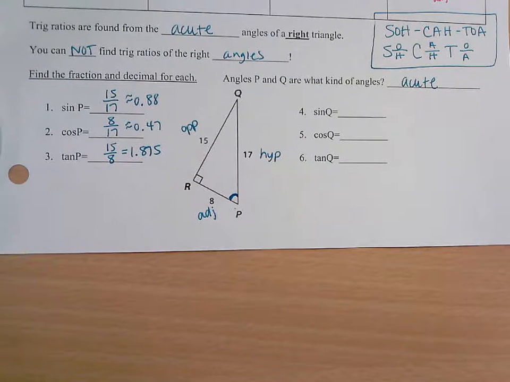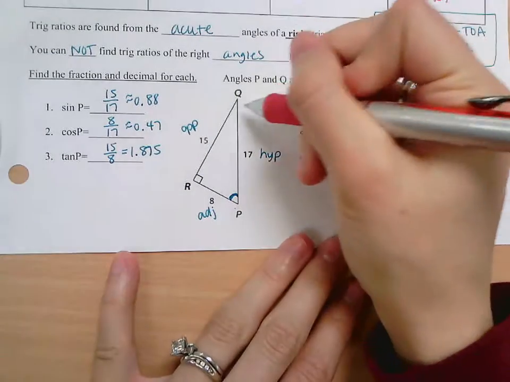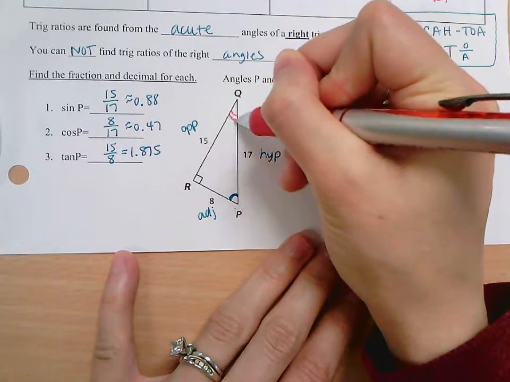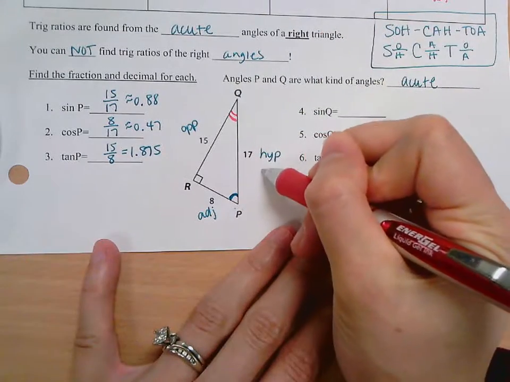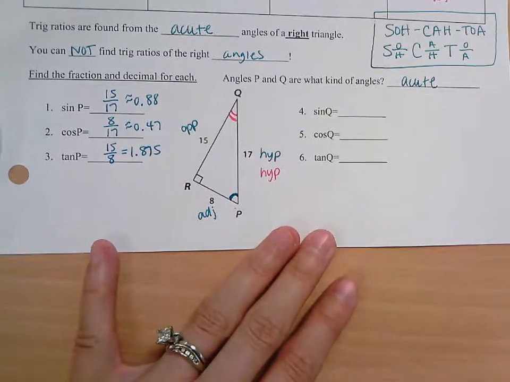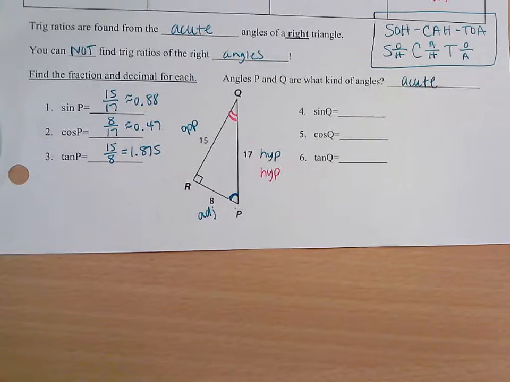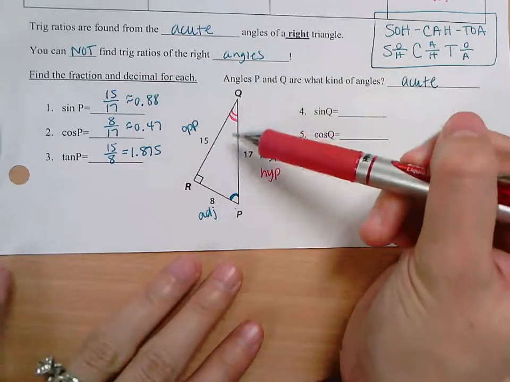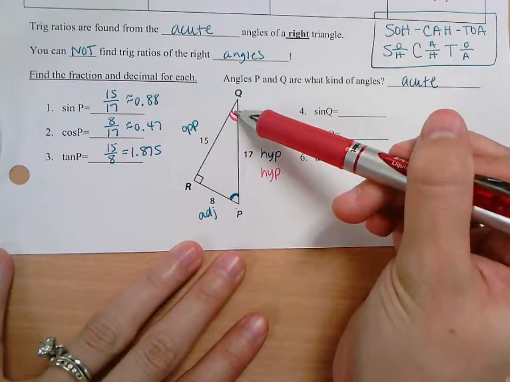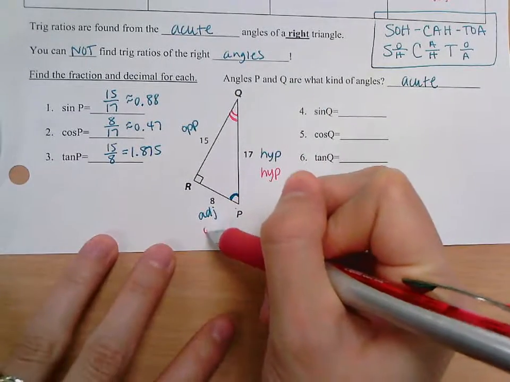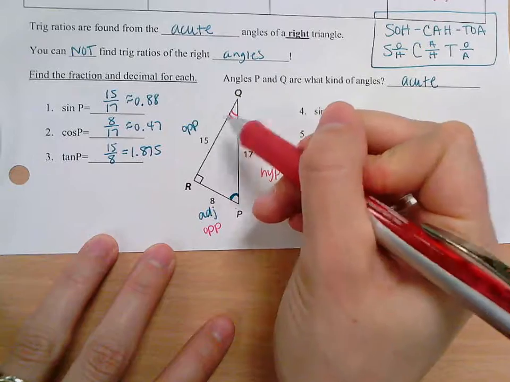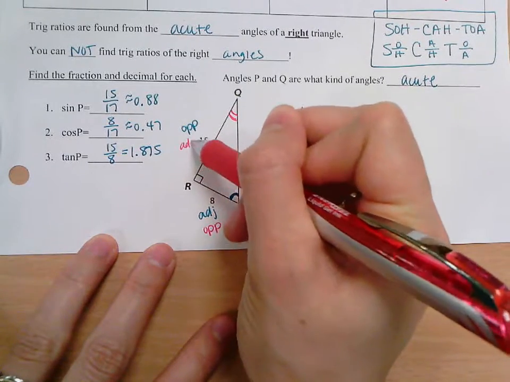Okay, so that's for angle P. If we now change to angle Q, 17 is still your hypotenuse, but again, your opposite and your adjacent will now switch, because the side opposite Q is 8, the side adjacent to Q is the 15.